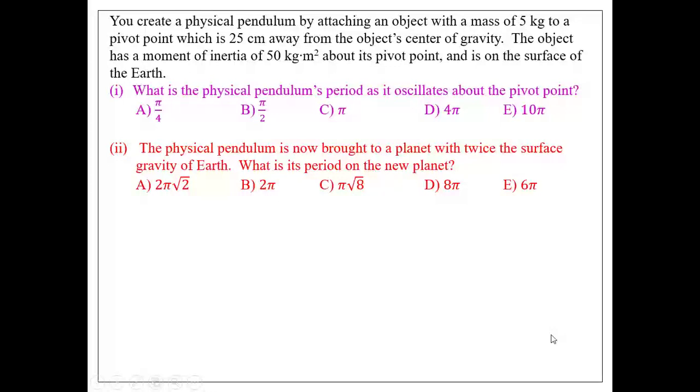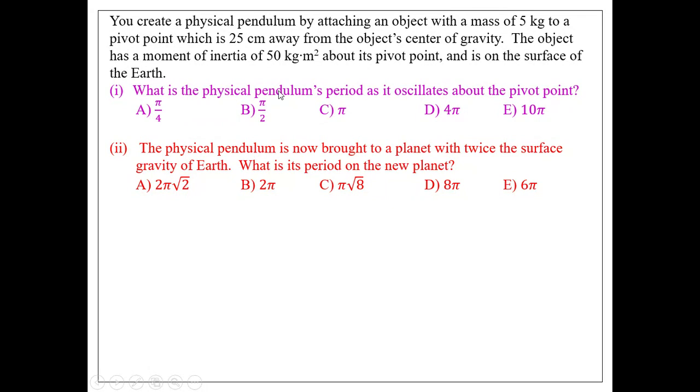In this particular video, we have a physical pendulum. It has a mass of 5 kilograms. It is pivoted 25 centimeters away from the object's center of gravity or center of mass, and it gives us the moment of inertia as 50 kilograms per meter squared about its pivot point. And it says the system here starts on the surface of the planet.